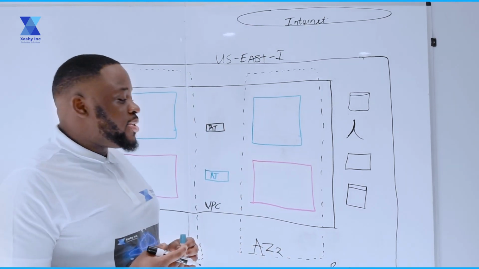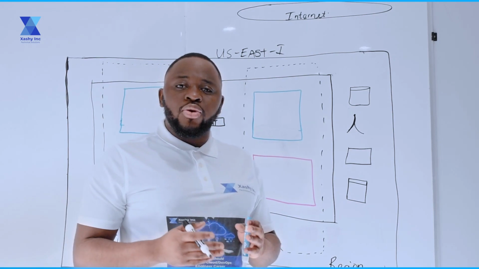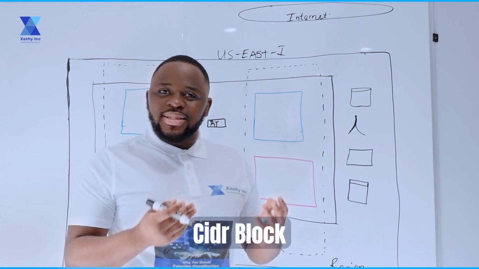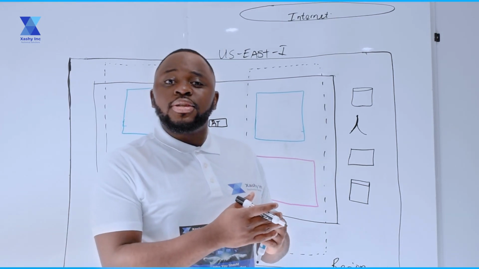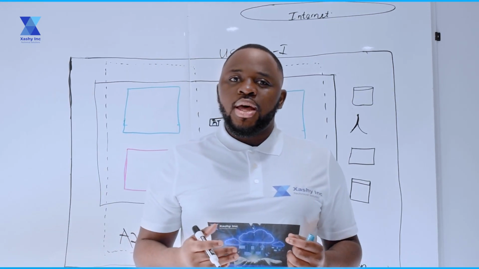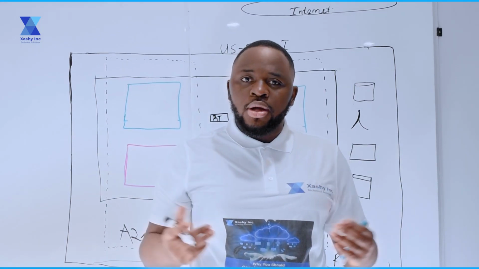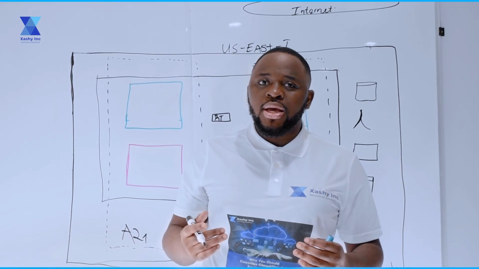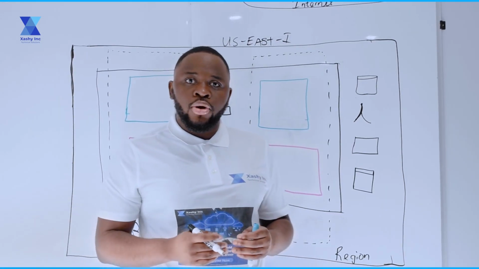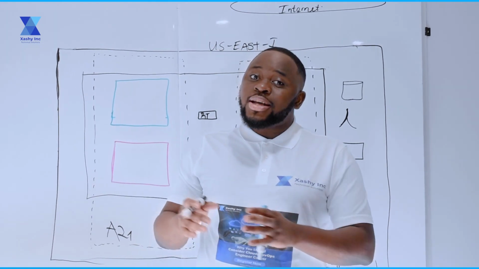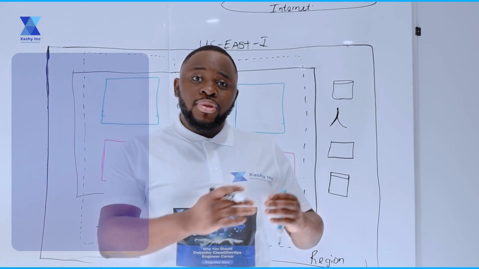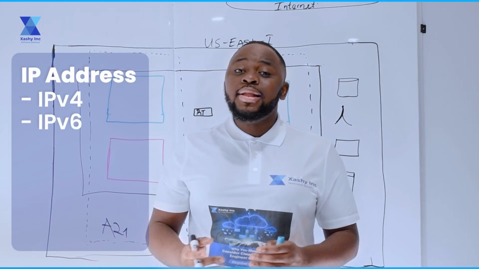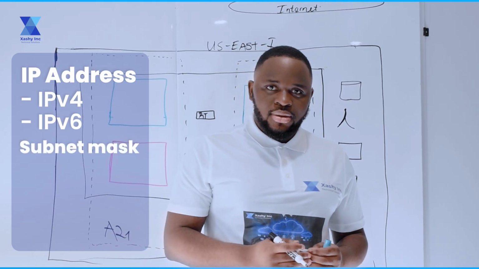When creating a VPC, one very important thing that you have to mention is the CIDR block. What is a CIDR block? A CIDR block is just the range of IP addresses that you want your VPC network to have. Because when you are defining the network space, you must define a CIDR block. The CIDR block has two sections. It has the IP address section, if it's an IPv4 or an IPv6, and it also has the subnet mask.